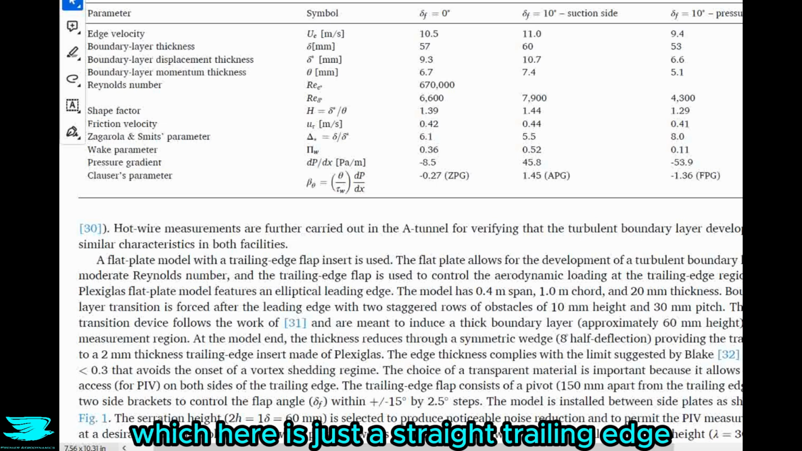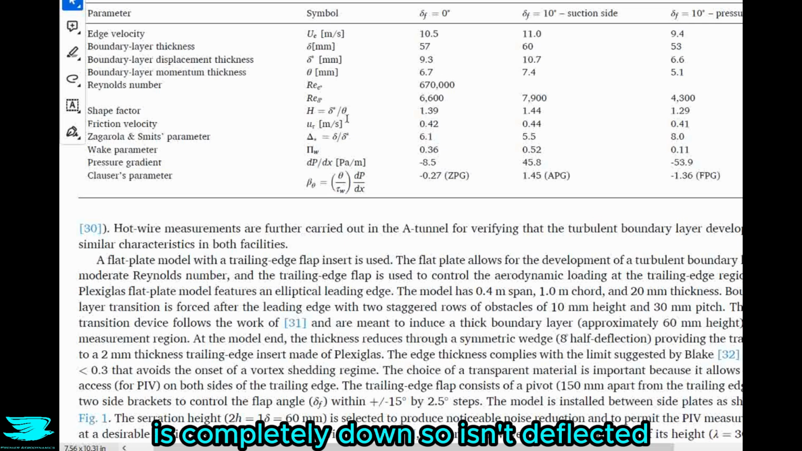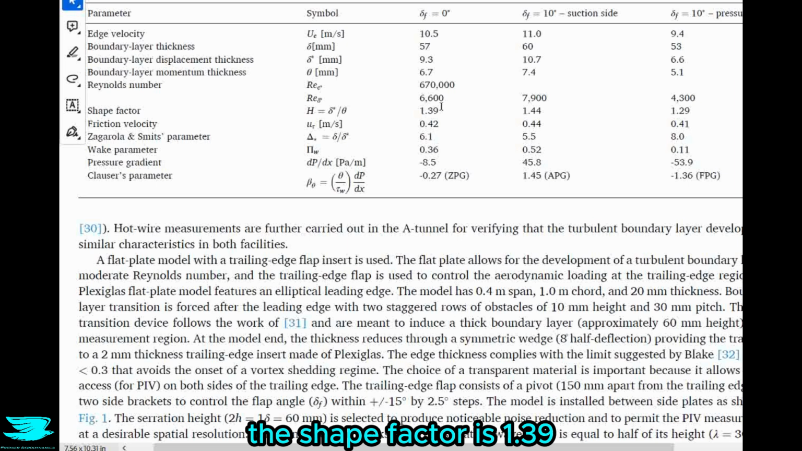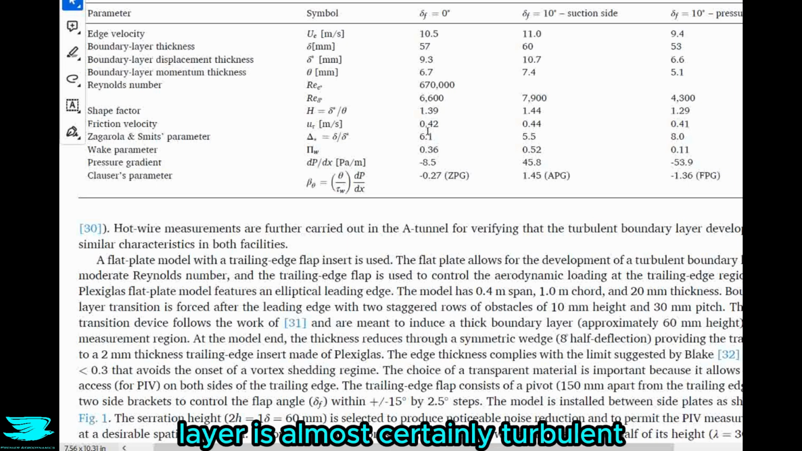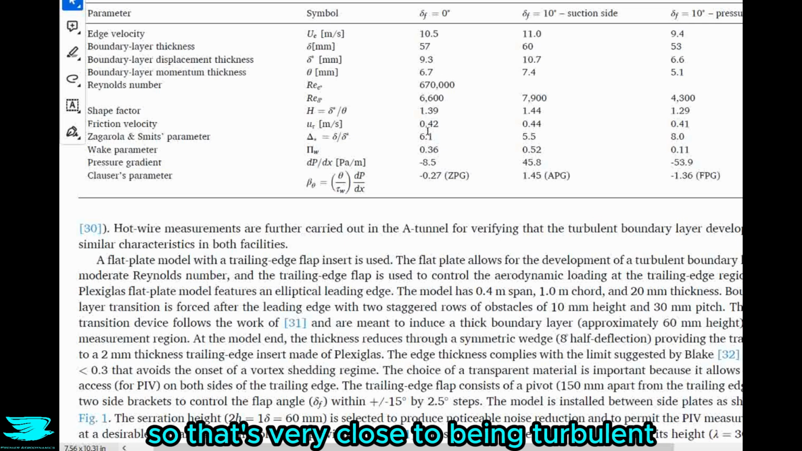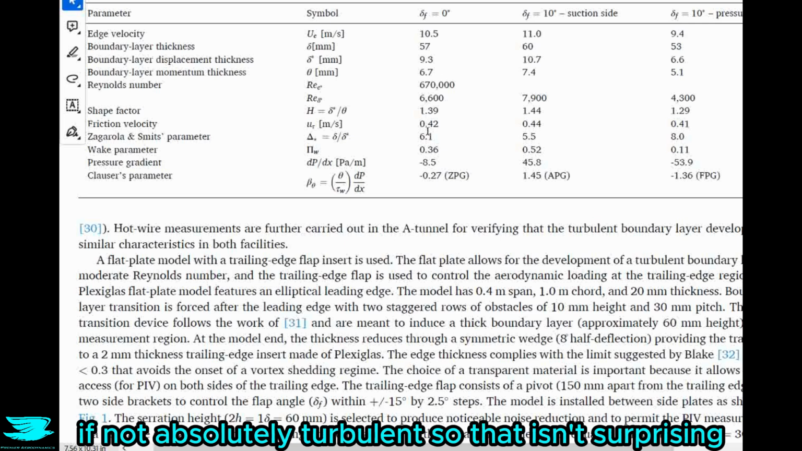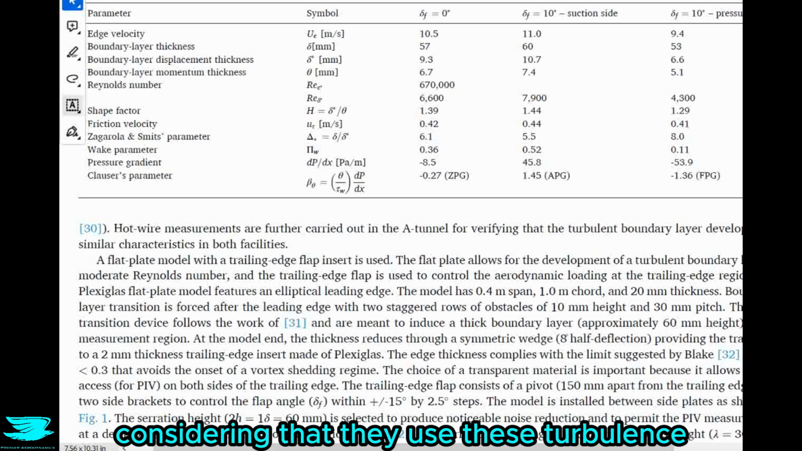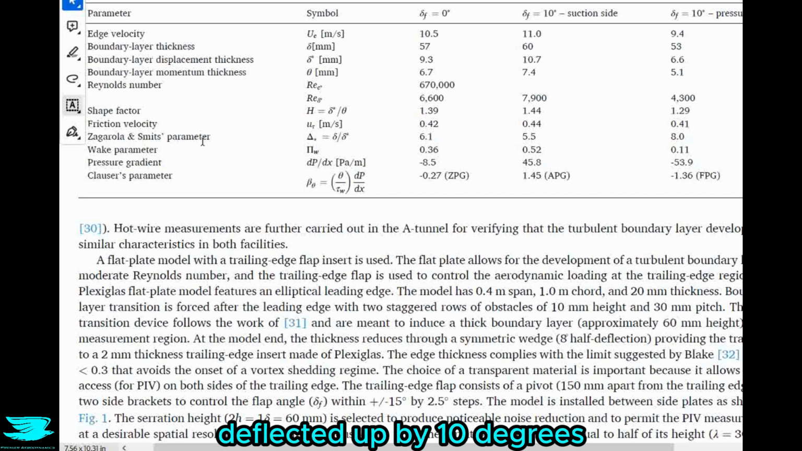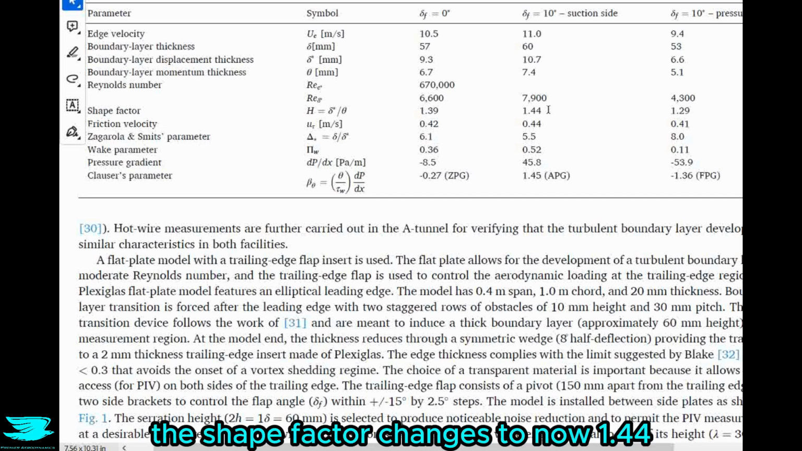When the flap, which here is just a straight trailing edge, isn't deflected, it's completely flat, not up or down, the shape factor is 1.39. That means that the boundary layer is almost certainly turbulent. I mean, it's very close to 1.3-ish, so that's very close to being turbulent, if not absolutely turbulent. That isn't surprising considering that they used these turbulence generators upstream on the airfoil to induce this transition to turbulence. Now when the flap is deflected up by 10 degrees, the shape factor changes to 1.44. It is a bit of a jump.